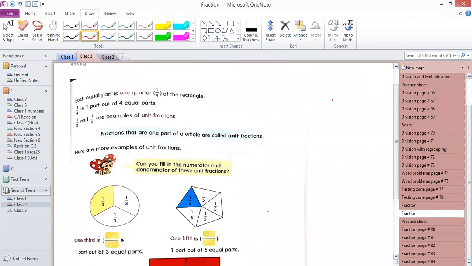Each equal part is 1/4. And if you have anything divided into 4 parts, guys, you will say it is 1/4. Like for 1/2, you say 1/2, so for 1/4, you always say 1/4. Each part is 1/4. 1/4 means 1 part out of 4 equal parts.